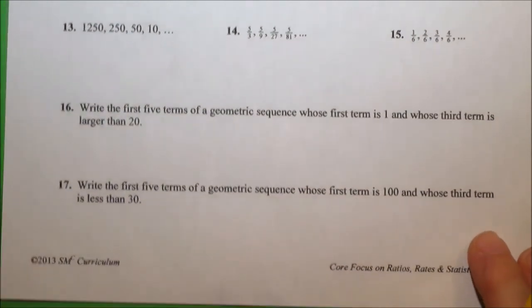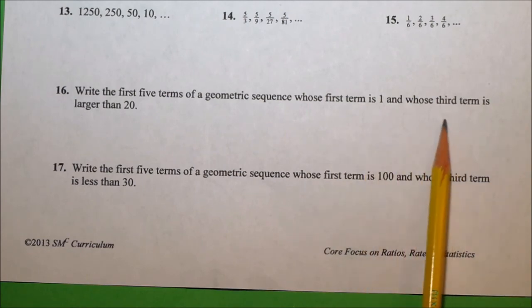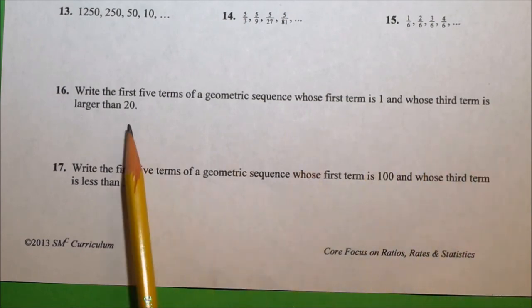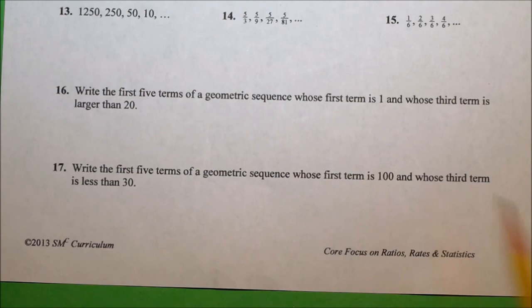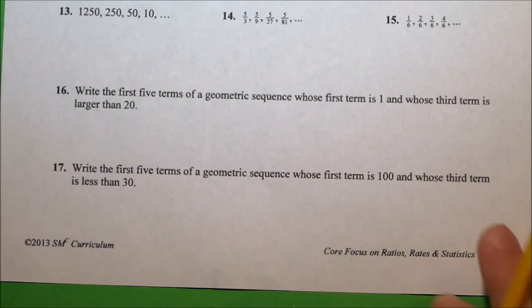And 16 and 17, I think you guys can figure those out. Write the first 5 terms of a sequence when the first term is 1 and whose third term is larger than 20. So remember, you're multiplying. What would you have to multiply 1 by to get the third term to be bigger than 20? Okay? All right, so that's your worksheet.